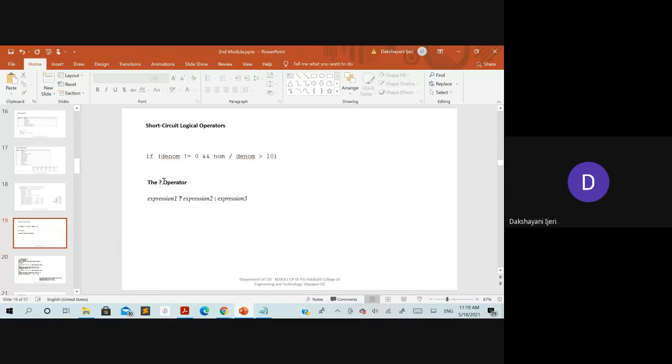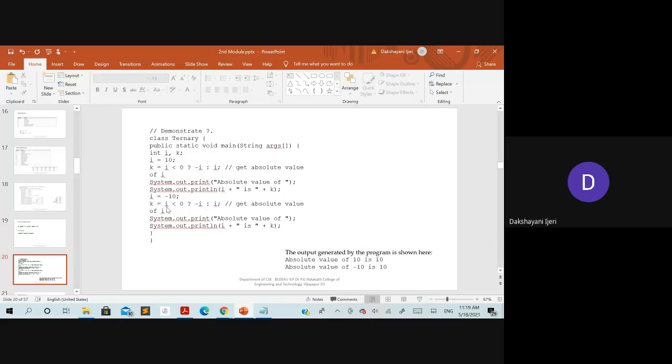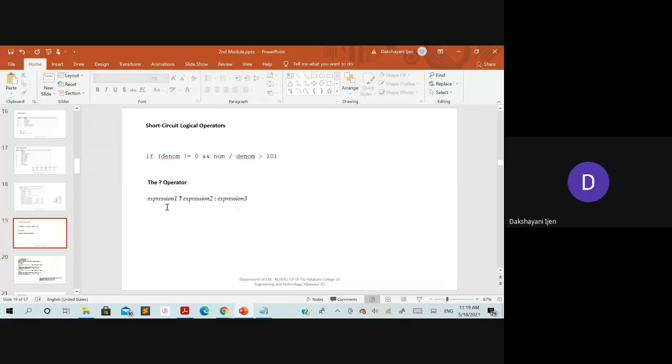Okay. So coming to the ternary operator, it involves three expressions here. Okay. So what is this going to do? I'll explain with an example, then only you will get to know. But before that, just understand the syntax that is being used here. The syntax is expression 1, question mark, expression 2, colon, and expression 3. Okay, so this is how you need to use this ternary operator here.